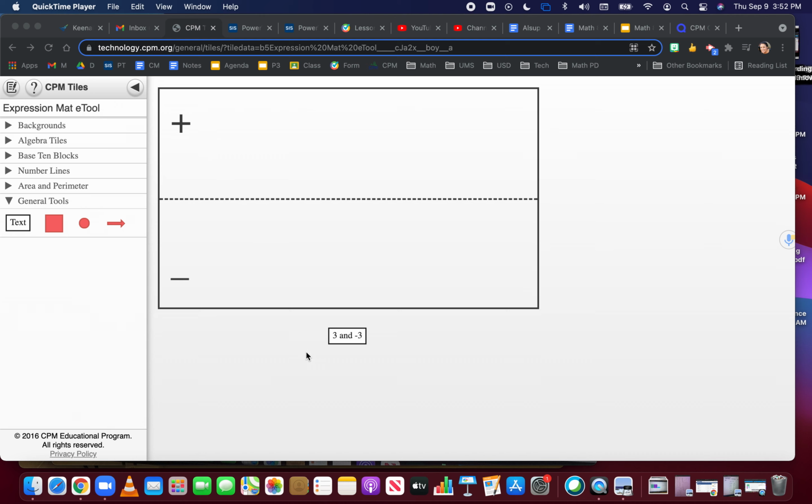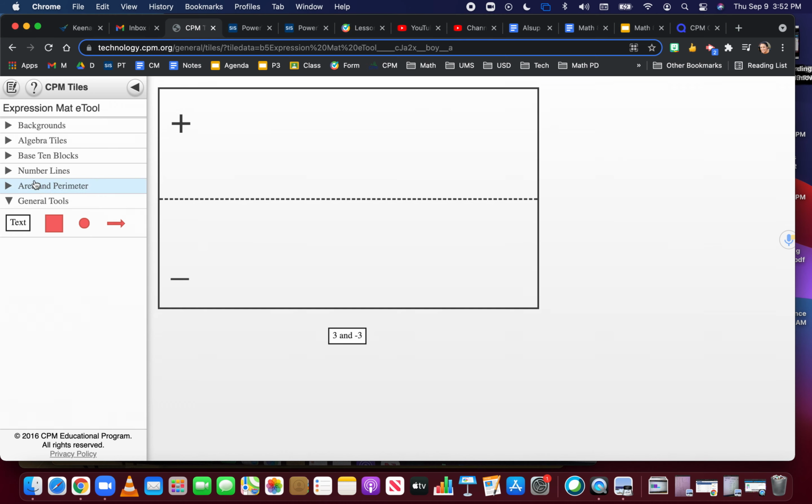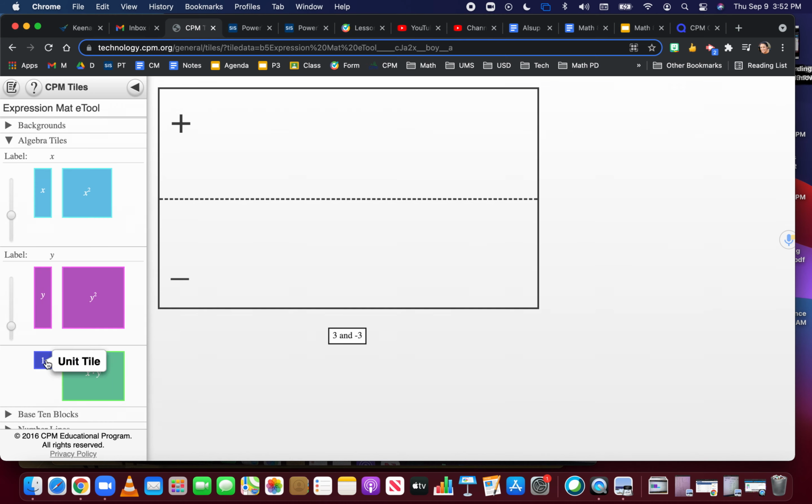So let's start with something we know, positive 3 and negative 3. So I'm going to drag 3 over here, and it's in the positive region. So this is positive 3. The opposite of positive 3 is negative 3. So to show that, I can do that. Okay, but there's more than one way to show this.